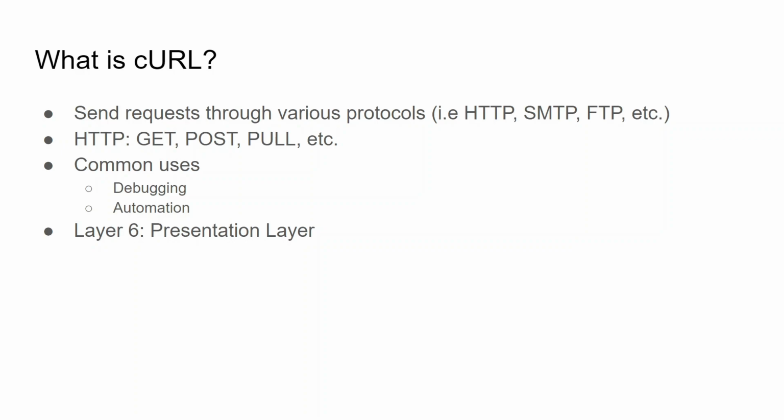And so if you were building a web scraper, you could make curl requests for websites and that could be part of automation. If you wanted to build a bot that sends emails, you can use curl for that.